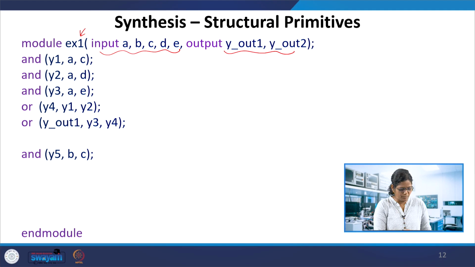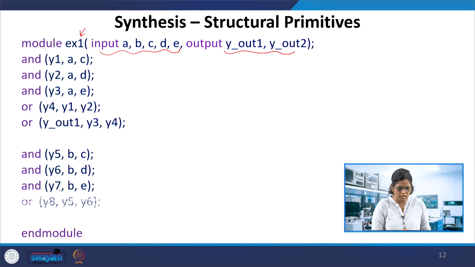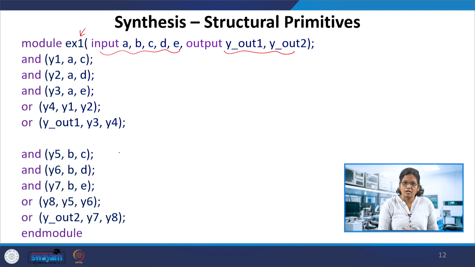So the other set of instantiations: BC, BD, and B are inputs, and y5, y6, y7 are outputs. That OR gate, similarly y7, y8 are inputs to this OR gate, and y out 2 is the output. Similarly, y5, y6 are inputs to this OR gate and y8 is the output. So this set of instantiations is synthesizable. The structural primitives are synthesizable into combinational logic.